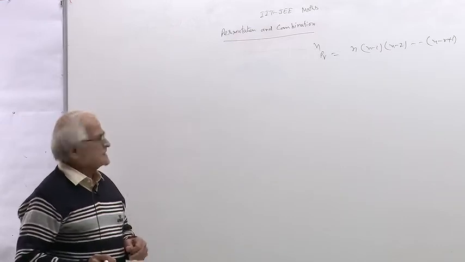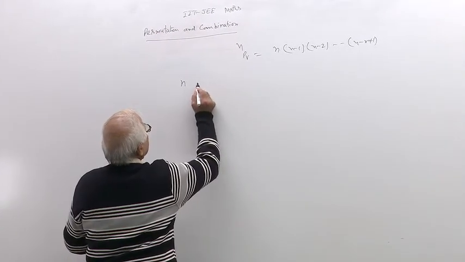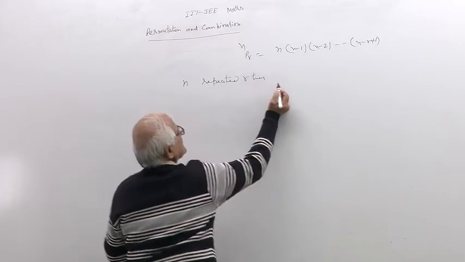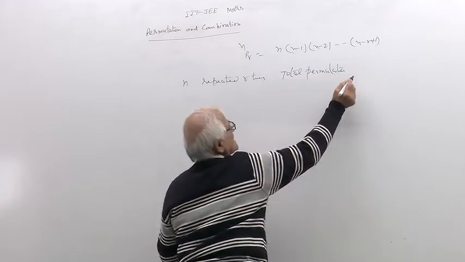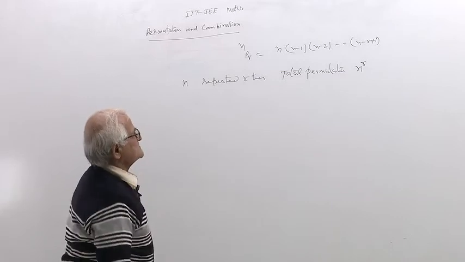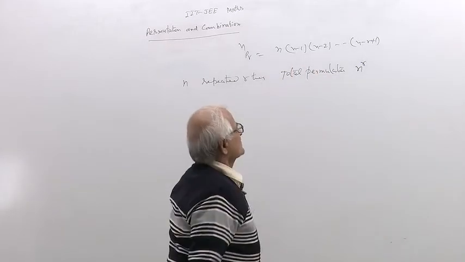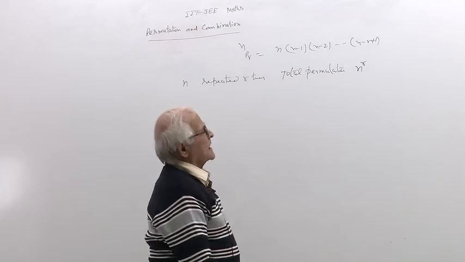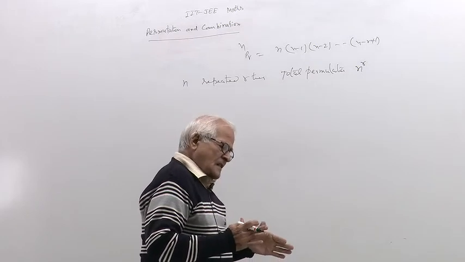If there are n things repeated r times, then the total permutation will be n to the power r. When repeated, every time we have the total arrangement like this. And if the repetition is not allowed, then nPr is equal to n(n minus 1) up to (n minus r plus 1). These are the permutation definitions. These are only the arrangements.